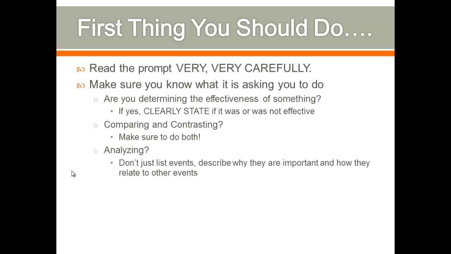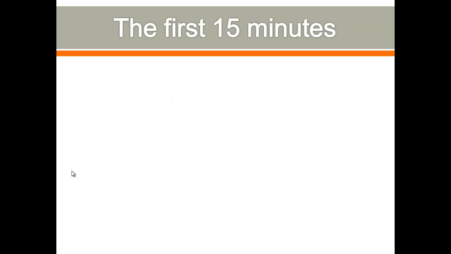If it asks you to analyze, you are not just going to list events. Too many people get caught up in just listing events. Here's what happened, here, and then this happens. What you should really focus on and what makes your essay analytical is you describe why these events are important and how they relate to other events. So don't just make a laundry list of things, rather show the dots, show the connections between the events, how one leads to another. That's how you can make your essay an analytical essay.